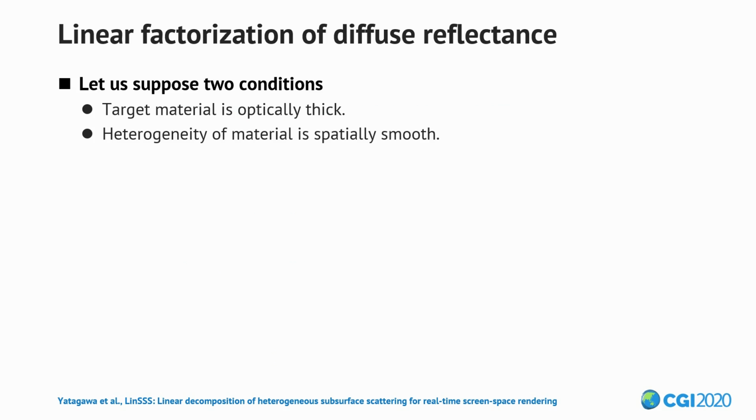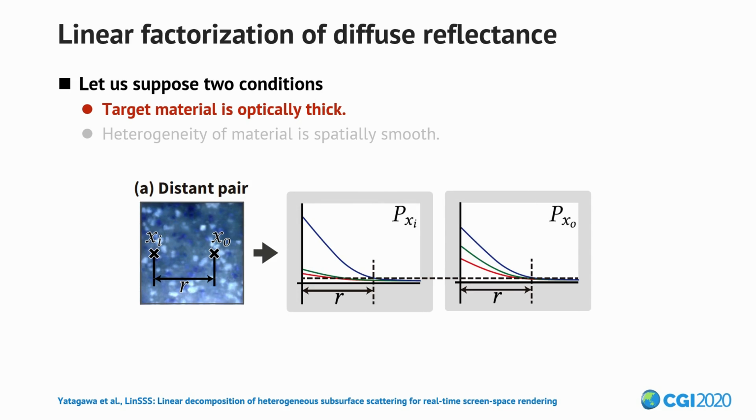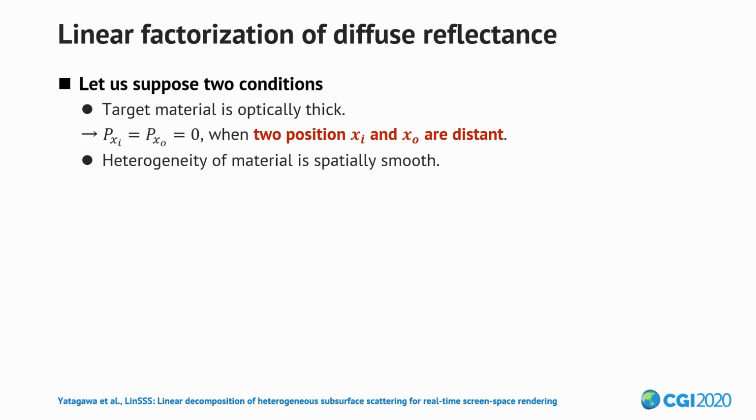Here are the two conditions that enable the replacement of the square root with a simple sum. The first one is that the target material is optically thick. This condition is typically assumed in common when the BSSRDF is approximated. Let us consider the local scattering profiles of the two positions. Under this condition, two local scattering profiles decrease immediately to 0 when the two positions are distant to each other. Therefore, when two positions x sub I and x sub O are distant, values of two local scattering profiles must be near to 0. According to this observation, the local scattering profiles at two distant positions will be 0 for both of them.